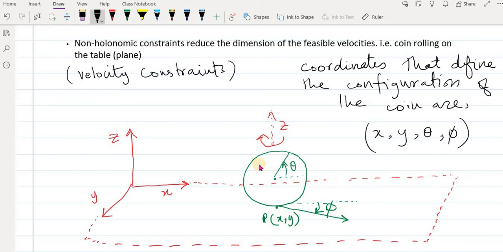Here we call them velocity constraints or non-holonomic constraints, in which the coin cannot have a velocity in a certain axis unless we change its angle phi. So if you want to change the rotation of this coin about a certain axis, first you need to change the angle phi. So this is a problem.